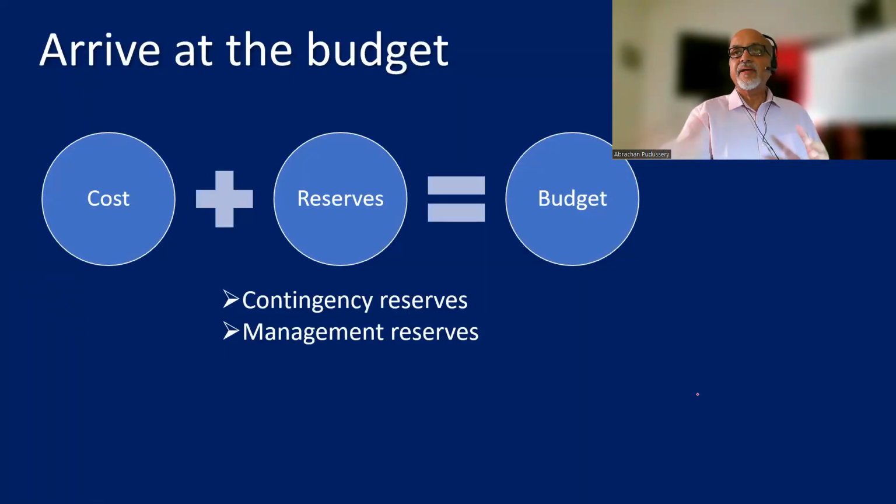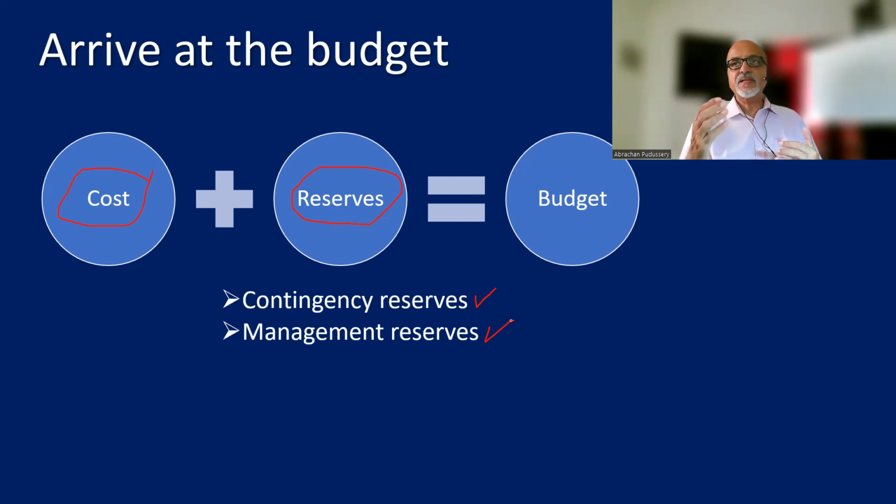Now it is time to arrive at the budgets. So far we were discussing only the cost. Now, to the cost estimate, we add reserves or buffers. There are two types of reserves: contingency reserve and management reserve. What is a contingency reserve? In projects, things can go wrong. Rework can happen, or our initial estimates can be wrong, or productivity may not be up to the mark. In such cases, we use the contingency reserve.